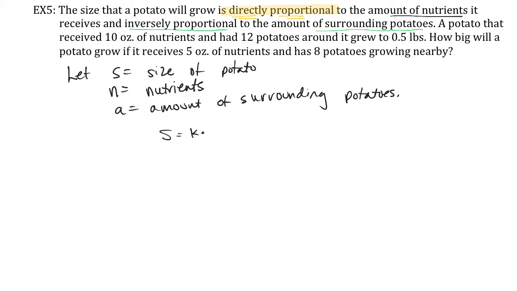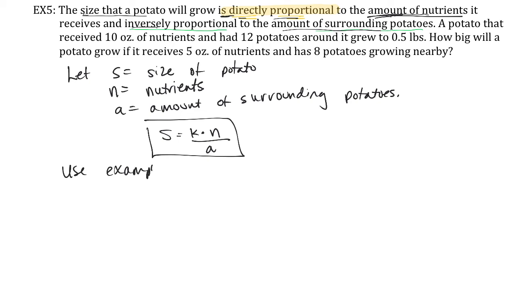So directly proportional. What comes first is on the left side. So the size is, there's S equals directly proportional. That means K times the amount of nutrients. So K times N. And now it needs to be inversely, so divided by the amount of surrounding potatoes, divided by A. Okay, so defined my variables, wrote my model. Okay, what comes next? Use example to find K.